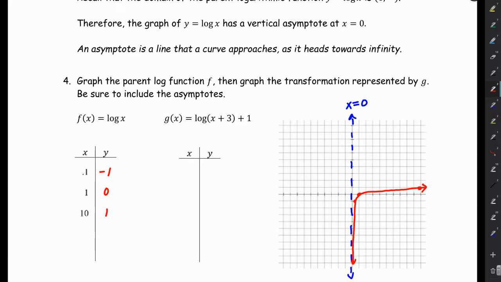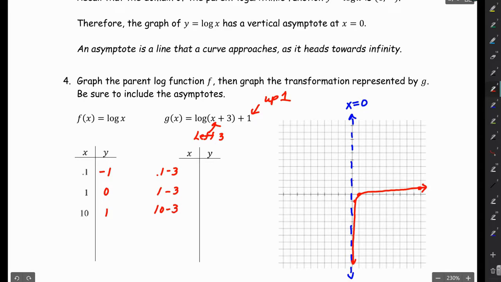Now we're going to do the graph where we transform it. Now the transformations include x plus 3. That means that we're moving this function left 3. And a plus 1 means we're moving it up 1. So let's note that. If we're moving the whole graph left 3, that means that we're taking all the x values and we're subtracting 3 because we want the whole function to move left 3. So that means we would do 0.1 minus 3, 1 minus 3, and 10 minus 3.